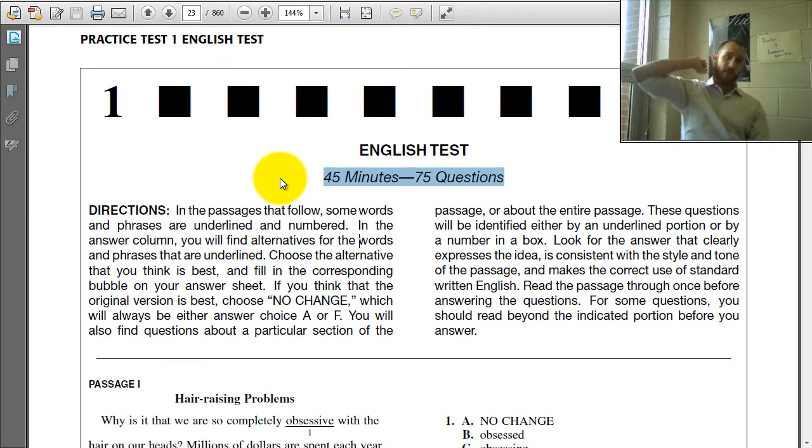And remember too, the ACT does not penalize you for guessing. So when you turn in each section, make sure that all your bubbles are bubbled in, because you only get credit for what you get right, not for how many you get wrong. So if you don't fill in all the bubbles, you're stealing from yourself.